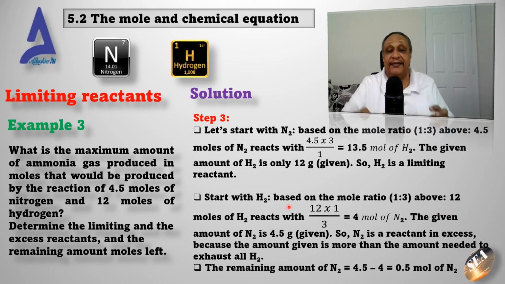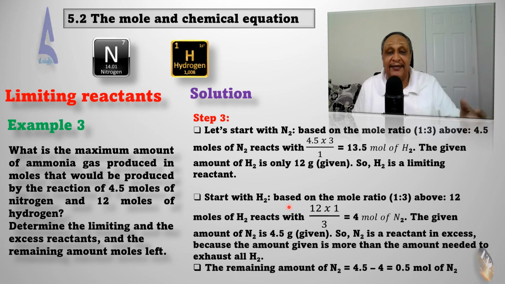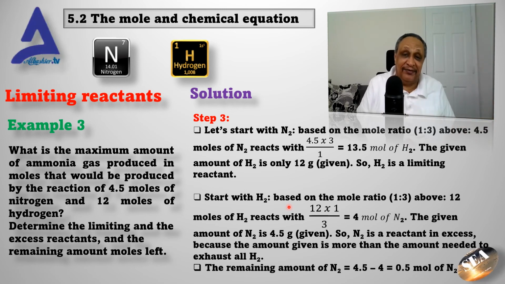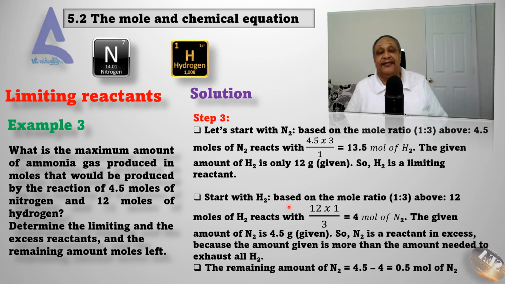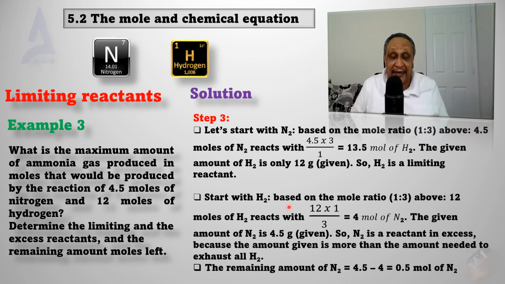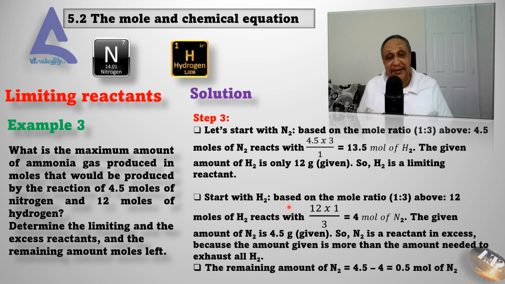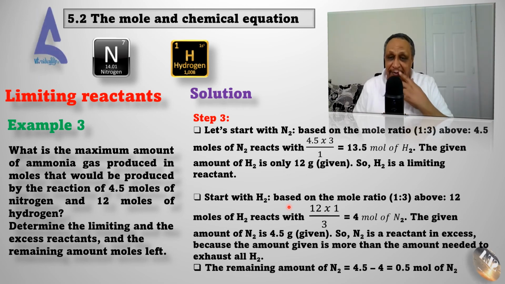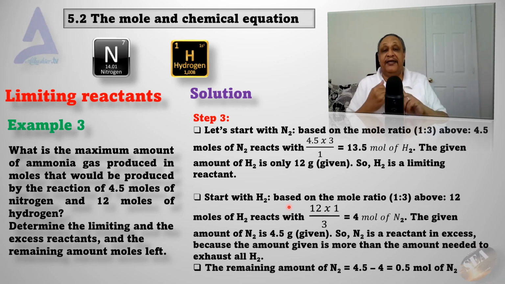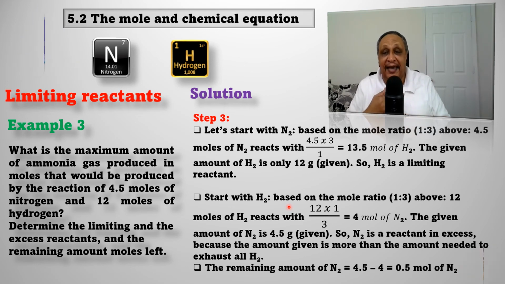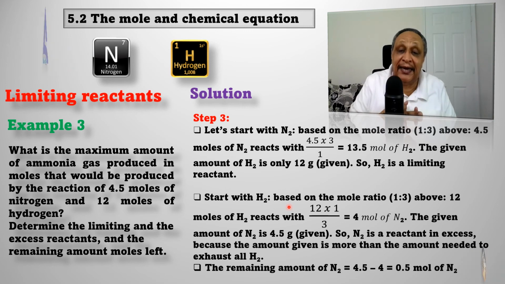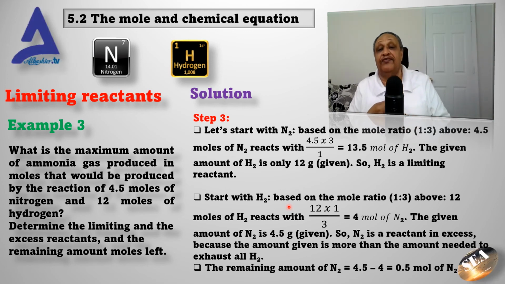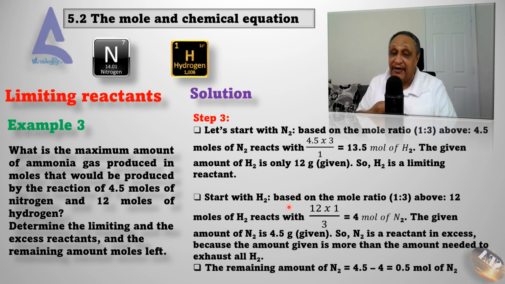So this strategy is telling us that nitrogen is in excess. And the first strategy, when we used nitrogen, told us that hydrogen is the limiting reactant. So now we have solved 3 parts of the problem, 3 out of 4. We know that hydrogen is the limiting reactant. We know that nitrogen is the reactant in excess. And we also know that the remaining amount of nitrogen is 0.5 mole.